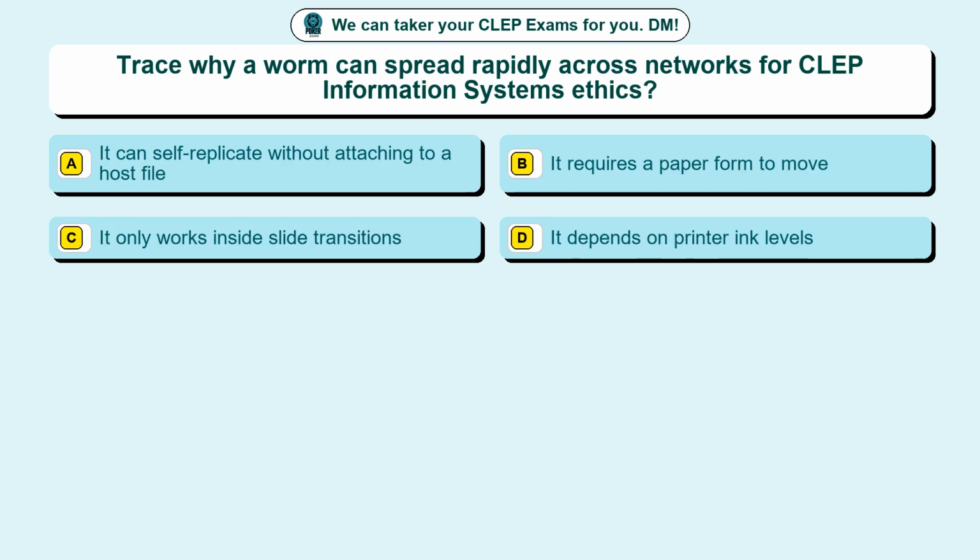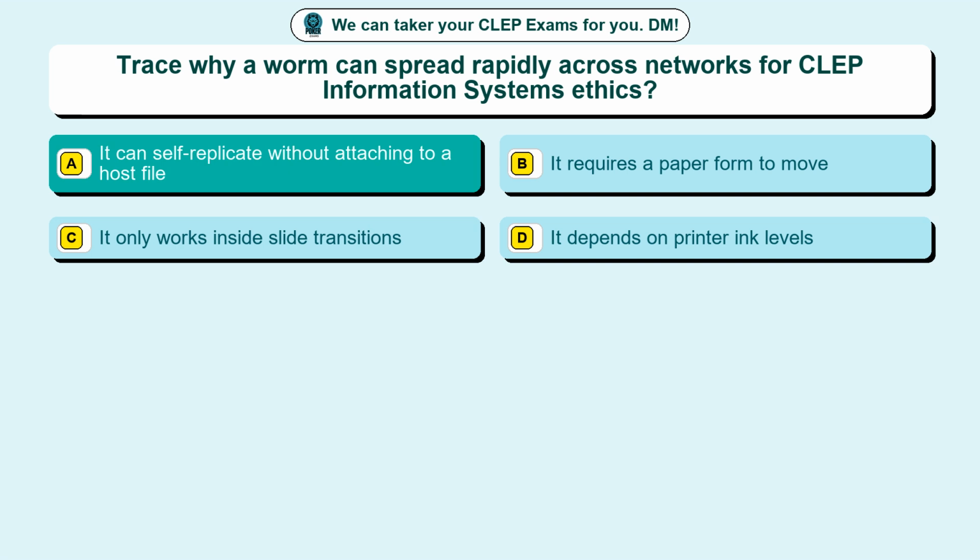Question 40. Trace why a worm can spread rapidly across networks for CLEP Information Systems ethics. Option A. It can self-replicate without attaching to a host file. Option B. It requires a paper form to move. Option C. It only works inside slide transitions. Option D. It depends on printer ink levels. The correct answer is option A. It can self-replicate without attaching to a host file.